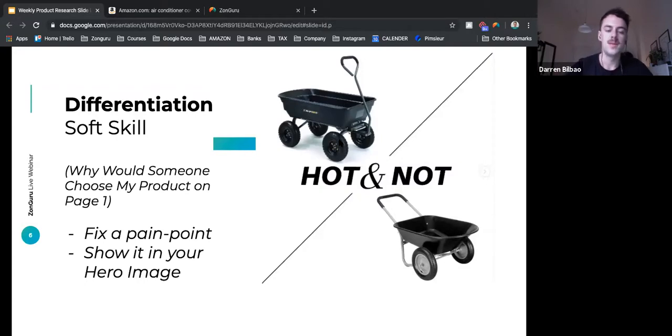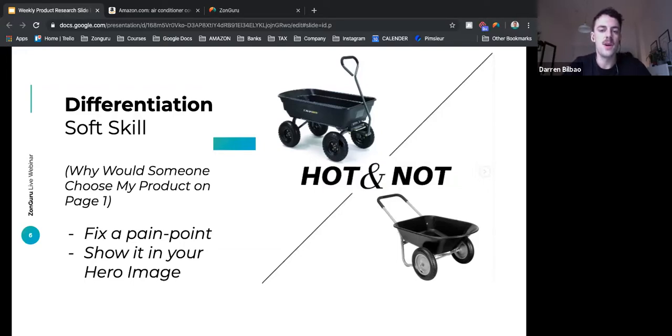For example, on this picture on the right, we have a standard wheelbarrow on your bottom right. And the pain point to this is it's heavy to lift up. It's a bit hard to balance. It doesn't hold as much. It's just an awkward sort of tool, and it hurts your back. It's hard for lifting and things like this.